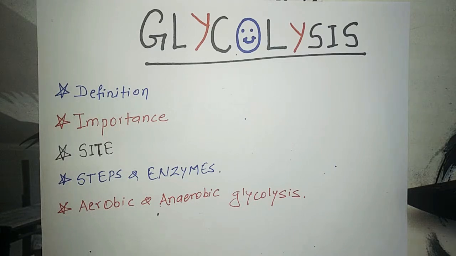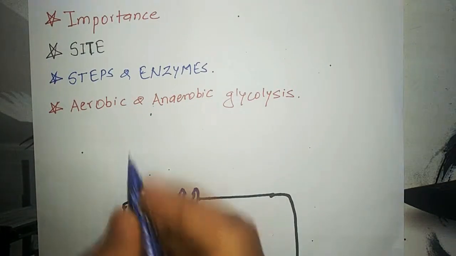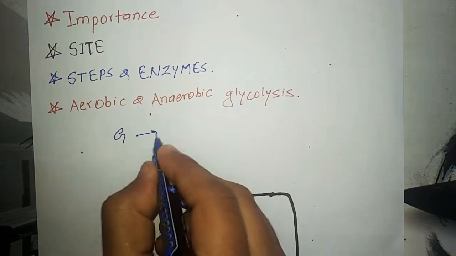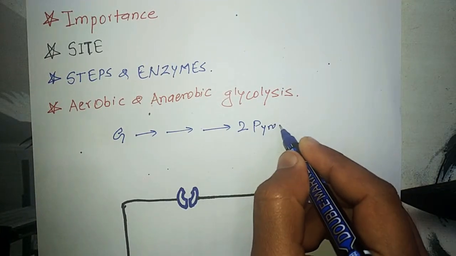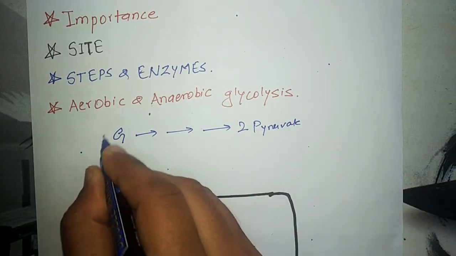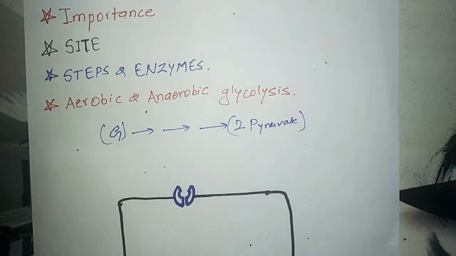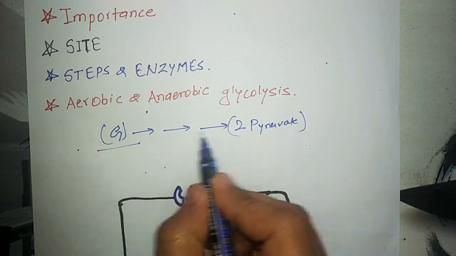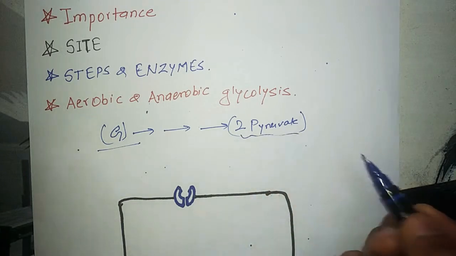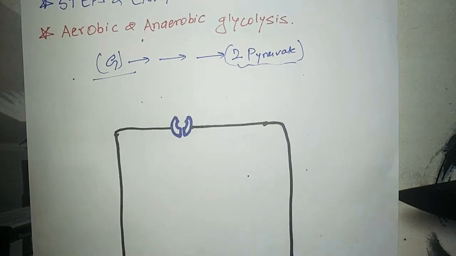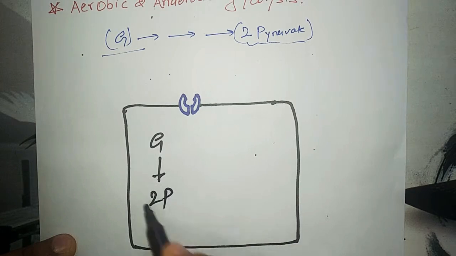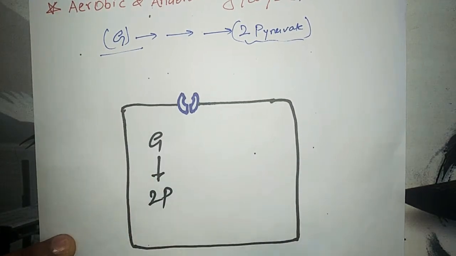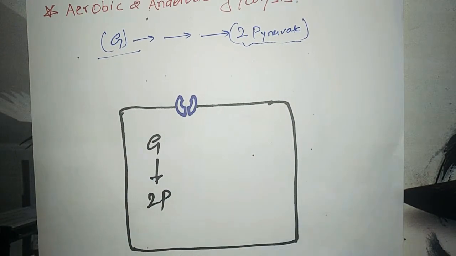Simply, glycolysis is a multi-step process in which glucose breaks down into two pyruvate molecules. And these reactions especially take place inside the cytoplasm. The glucose is going to be converted into two pyruvate inside the cytoplasm of the cells.